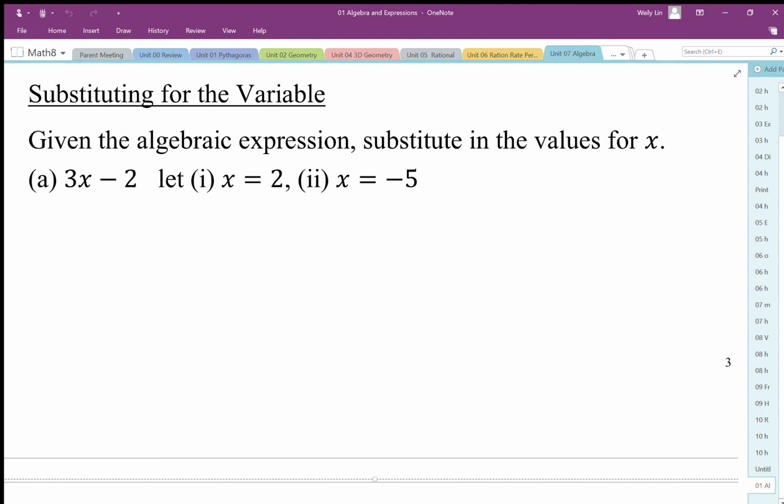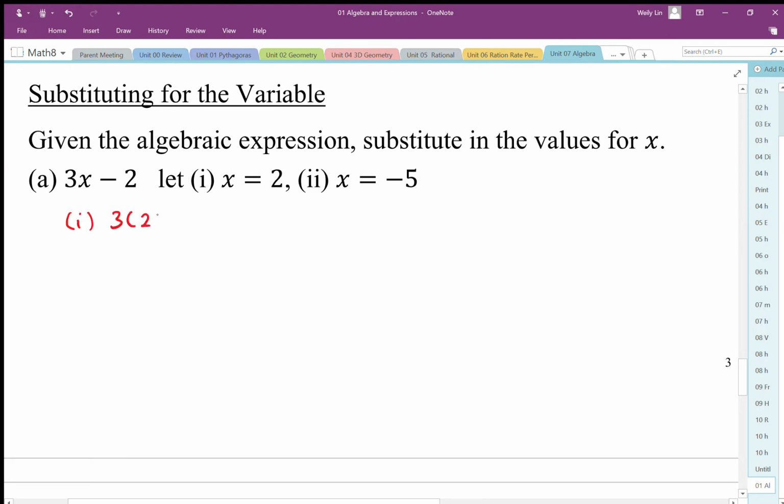In algebra, variables are stand-ins for numbers. So here we have a variable expression, 3x minus 2. This is not an unknown, it's a variable, so it can represent different numbers. So what we can do is substitute different numbers into this x. Now we need to be clear which numbers we want to substitute. So we make this let statement. This let statement makes it fairly formal. We're going to let x equal 2.